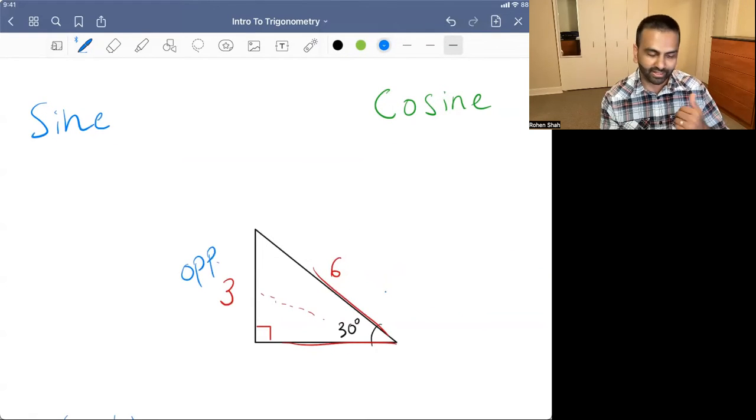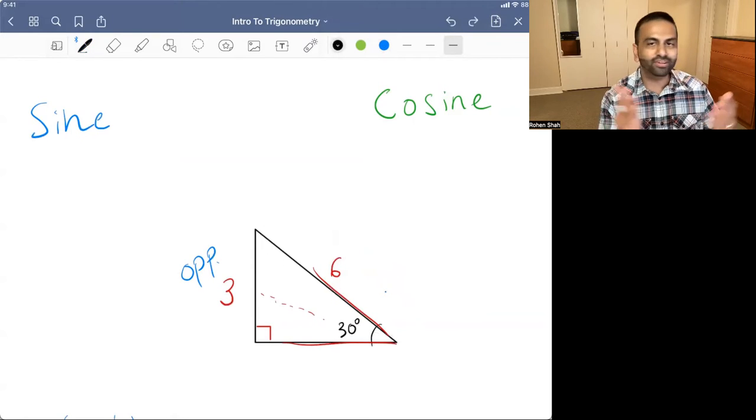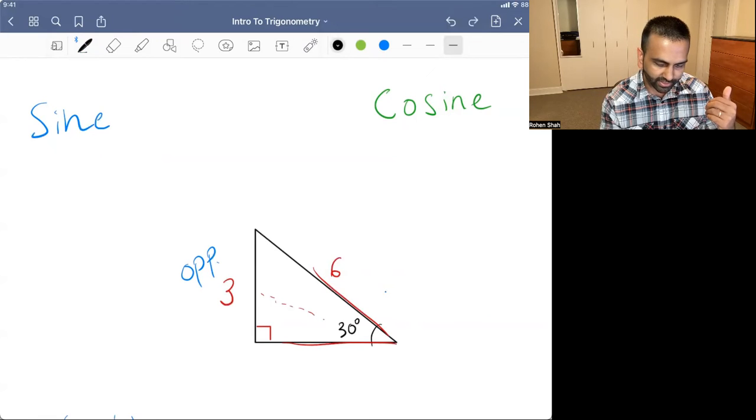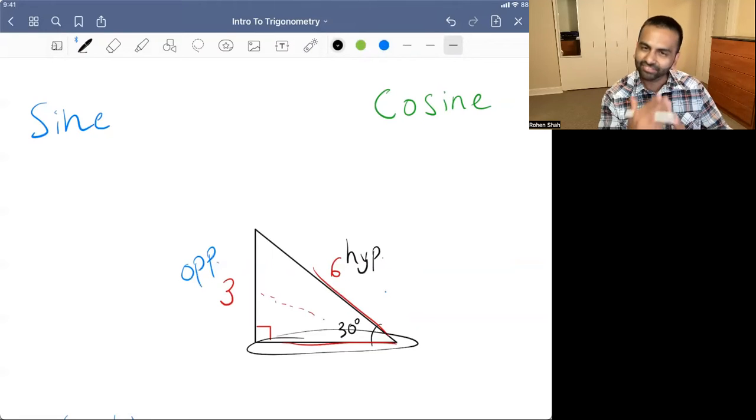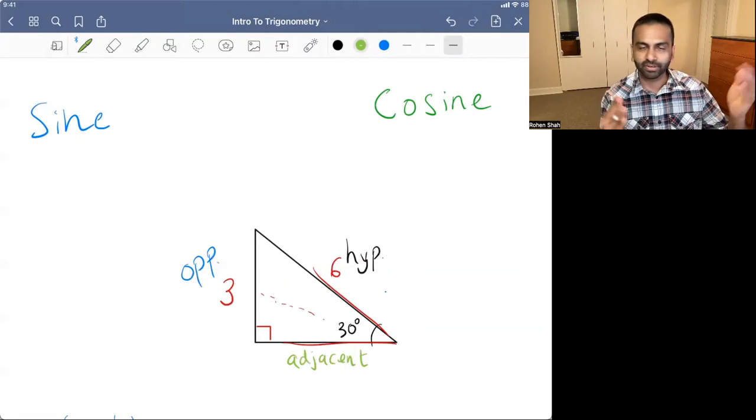Now, out of the 2 remaining sides, one of them is the hypotenuse, right? Because the hypotenuse is always generically the biggest side, or the one across from the 90 degrees. So this one over here is the hypotenuse, HYP for short. And then finally, this other side is next to that 30-degree angle, not opposite from it. The word for the one that's next to it is adjacent. So adjacent means right next to, opposite is across from it, and hypotenuse is just the biggest side there.